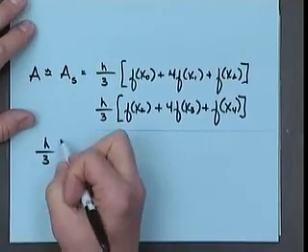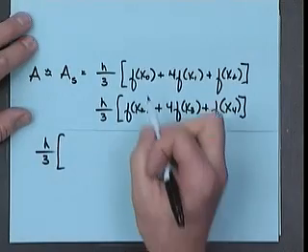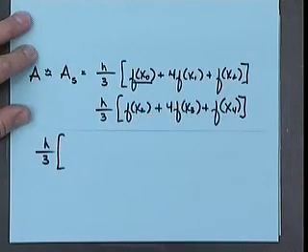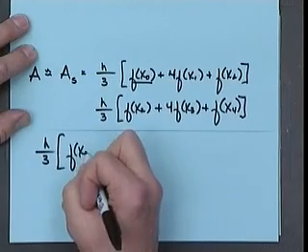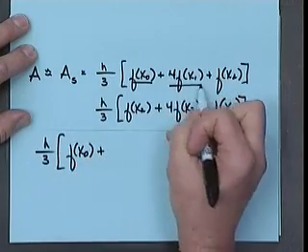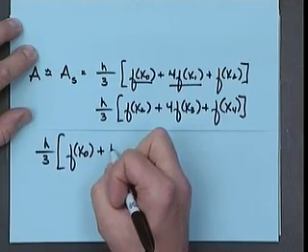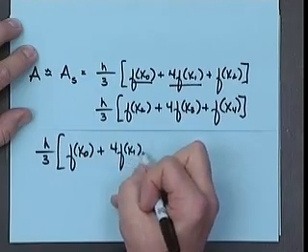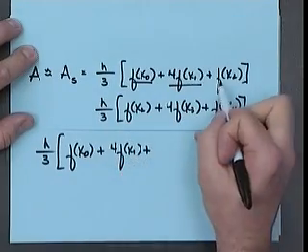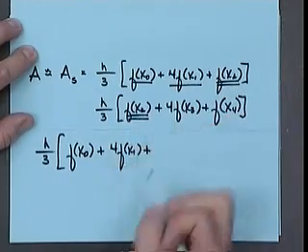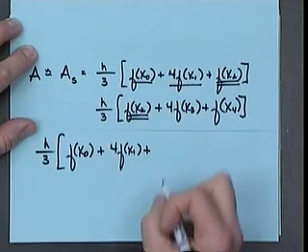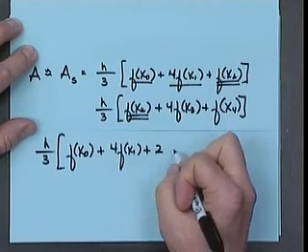Well, I'll factor out the h over 3. I've got f of x0. Do you see another f of x0? That's the only one. I've got 4 f of x1. Do you see any other f of x1s? That's it. Now we start the overlap. Here's an f of x2, and here's another f of x2. So we've got 2 of them.